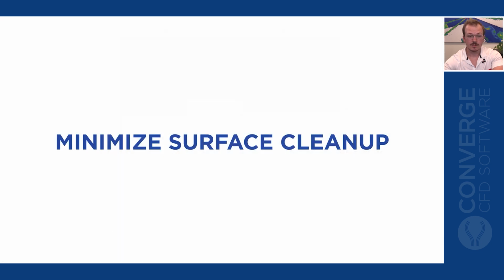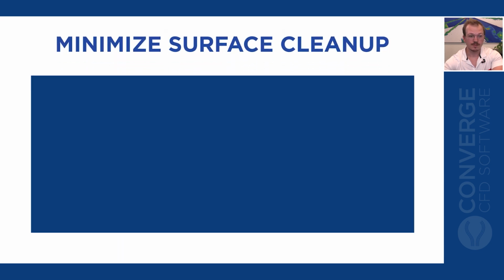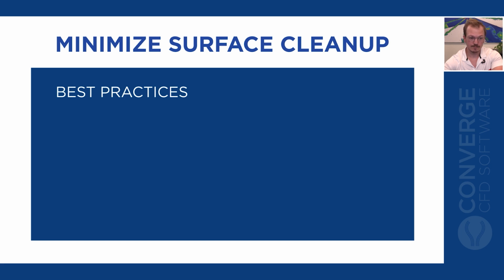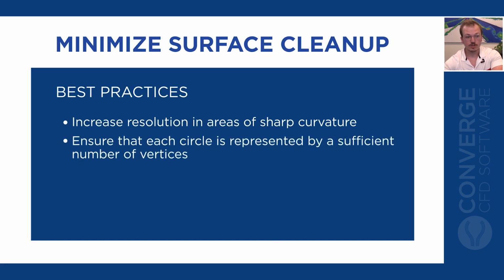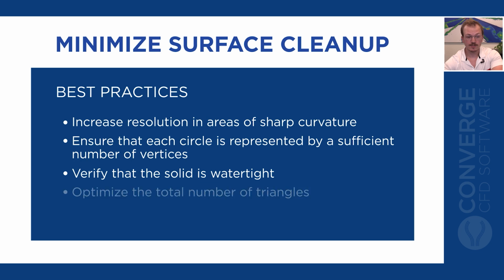You can minimize surface cleanup in CONVERGE Studio by following some of the best practices we prescribed while working in your CAD program. First, when creating the surface, try to increase the resolution in areas of sharp curvature. Next, you should also ensure that each circle is represented by a sufficient number of vertices to avoid cylindrical shapes that look like prisms. Next, always verify the solid is watertight to avoid any open edge errors. And lastly, one should optimize the total number of triangles because excess triangles increase simulation time, while too few triangles may not capture important surface features.